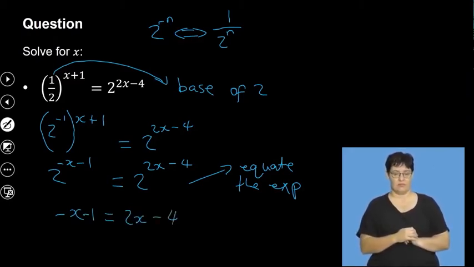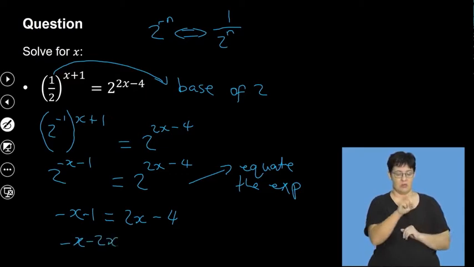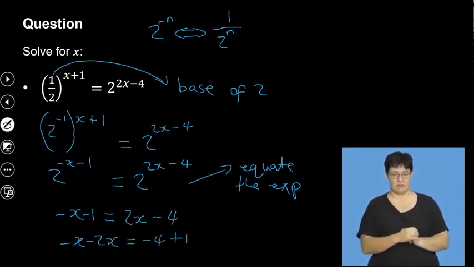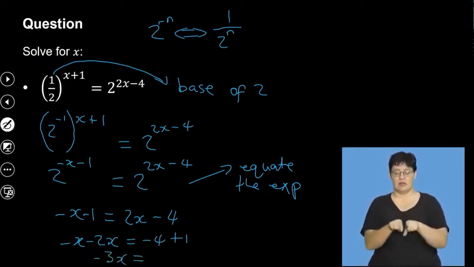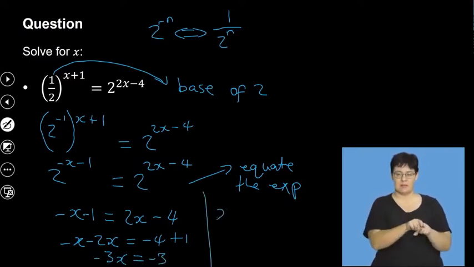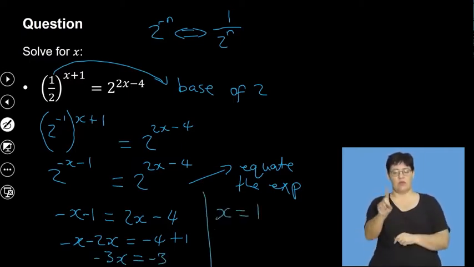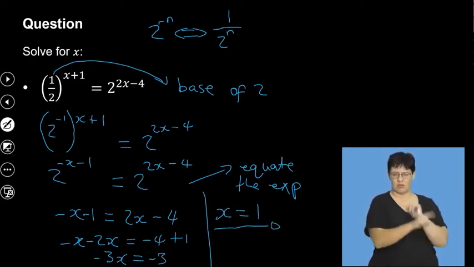And then from here, you will simplify this, which will give me negative x minus 2x equal to negative 4 plus 1. And this will be negative 3x equal to negative 3, which is the same as x equals positive 1. Now, just before we do the last question, right?